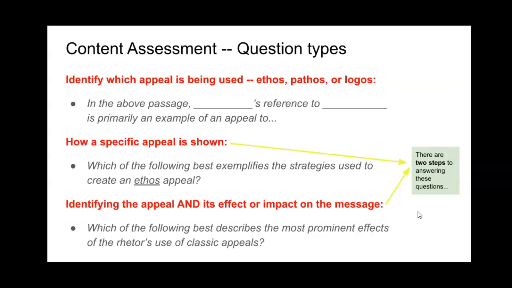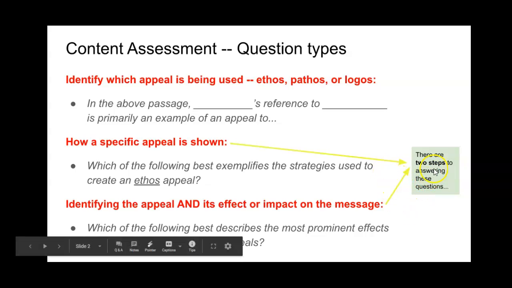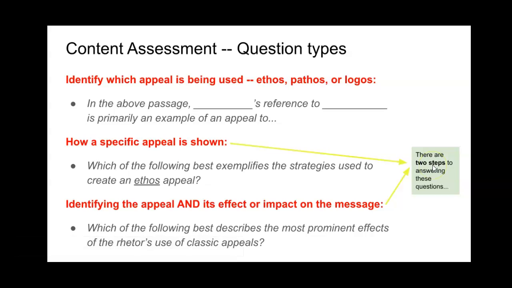Right? So you don't know which appeal they used, and you don't know how they used it. You're having to do both pieces. So these types of questions, these two examples, there are two steps that you have to think about to answer these questions. In the first type, you just need to match whatever they're talking about to the appeal.